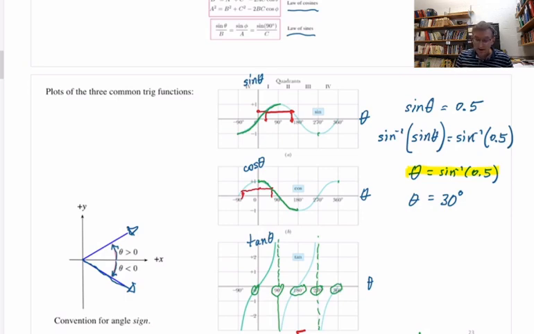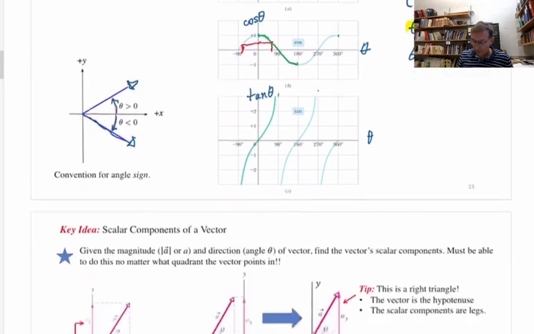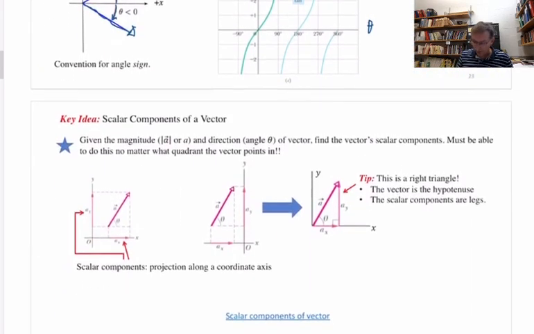And you can do similar kind of thinking with the tangent function. So I'll let you think about what might be the possible answers for theta if I told you that tan theta equals 0.5. All right, so that's our review of trig. Now with that in mind, I come to one of the most important slides in the whole chapter.